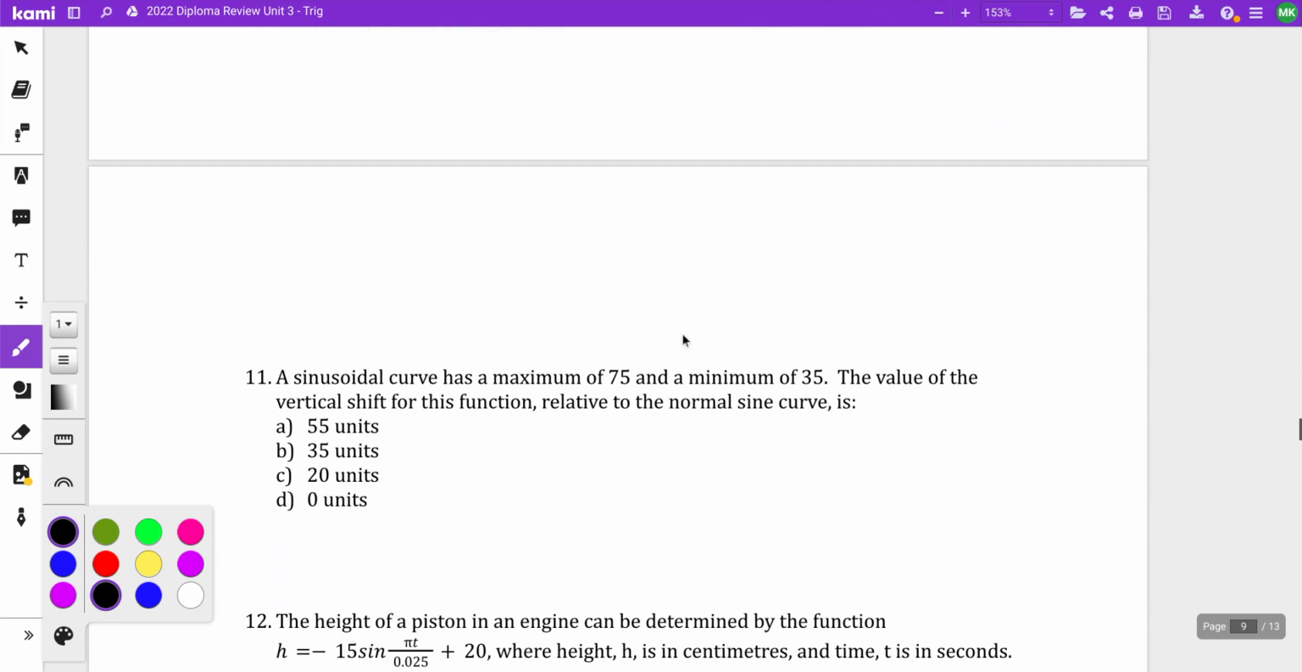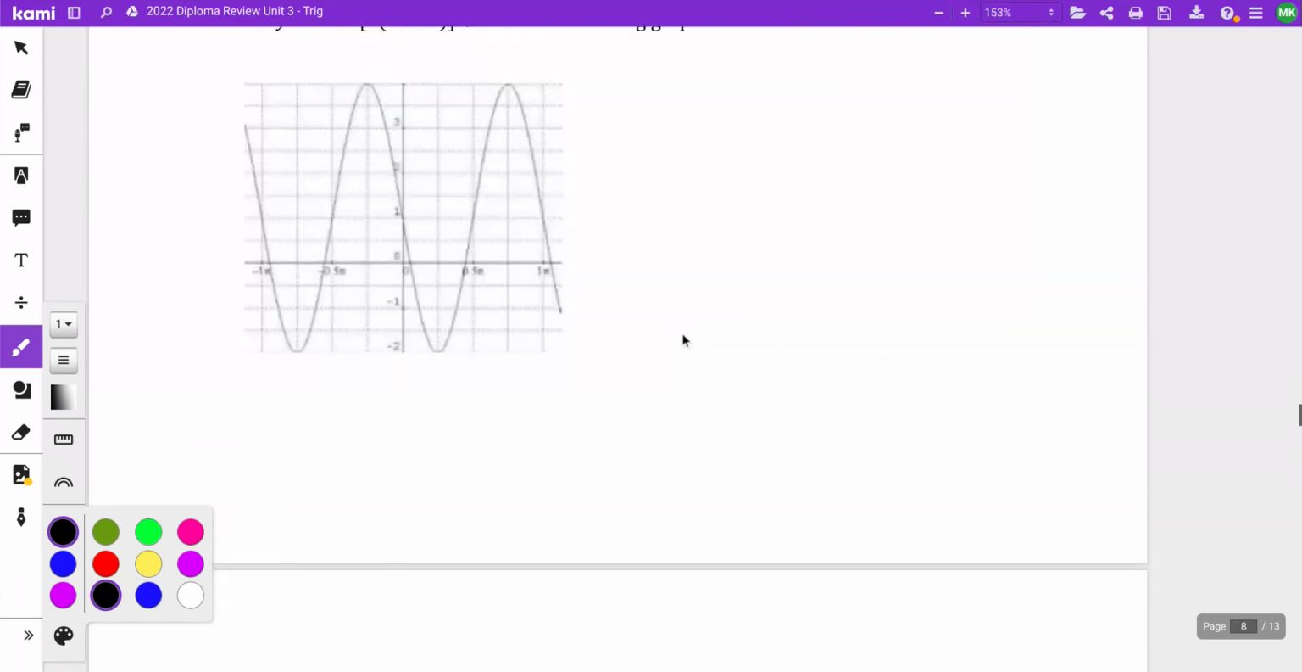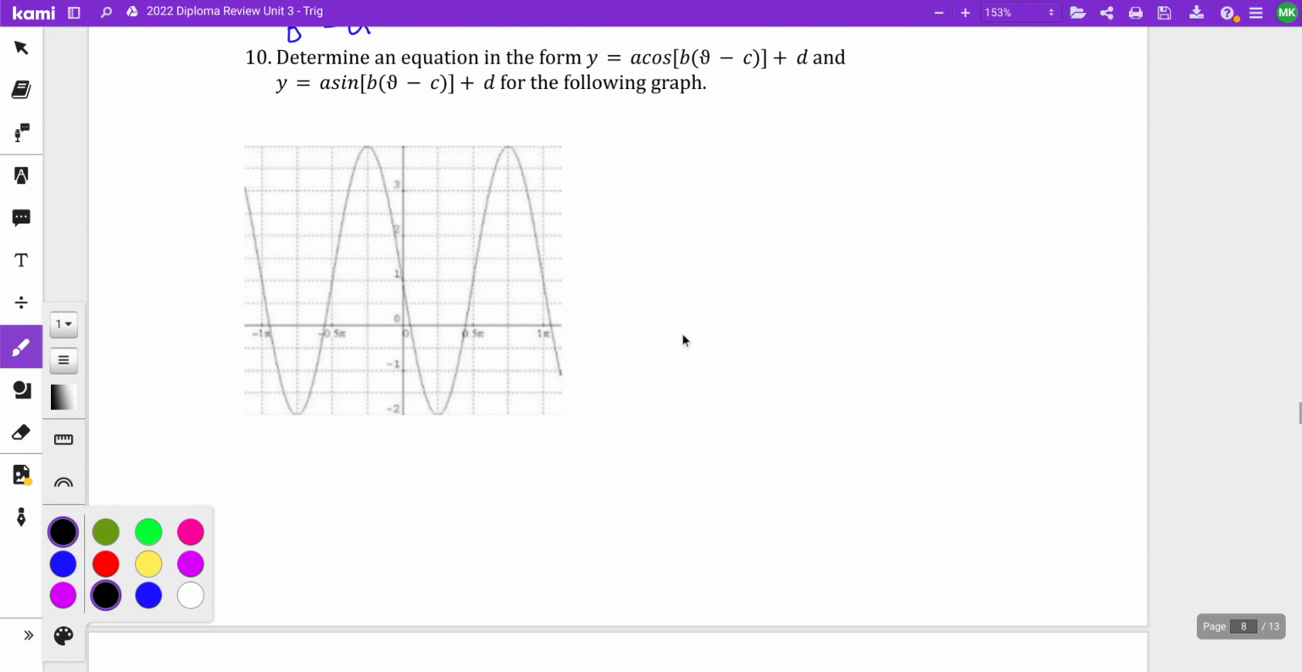Yeah, number 10. Determine an equation in the form of cos and sine. Sorry, I got NBA 2K updates coming in.